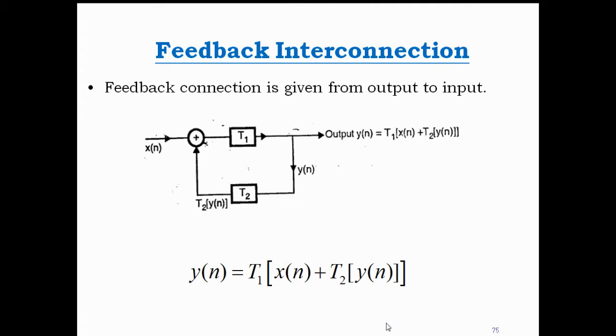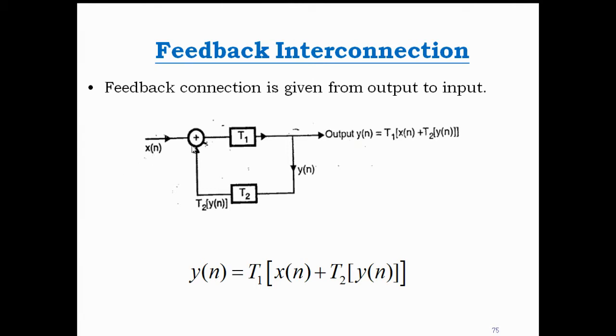Third one is feedback interconnections. Feedback interconnection is a logical thing where the output of a system is given again to another system through the error. If you look at the block diagram, the idea will become very clear.